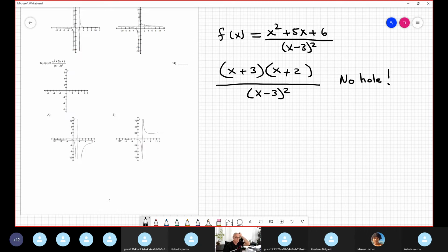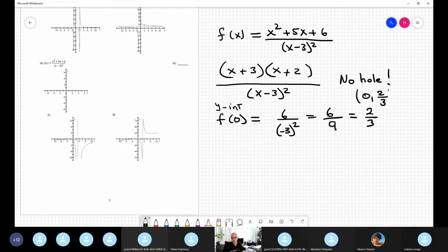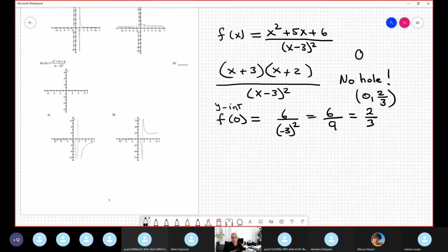Okay. We continue. Now evaluate at 0 for finding the Y-intercept. I prefer the original. 0, 0 is 6 in the top, and negative 3 squared. 6 divided by 9 is 2/3. The Y-intercept, look at the point, 0, 2/3. 2/3 in decimal is 0.6 repeated.